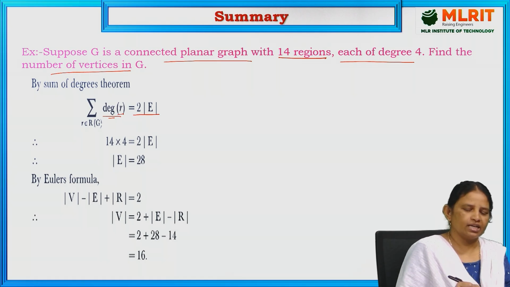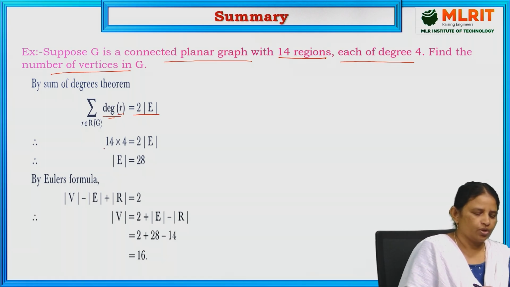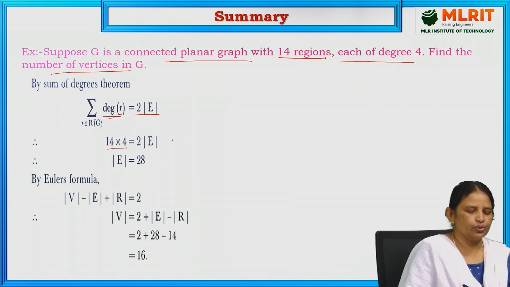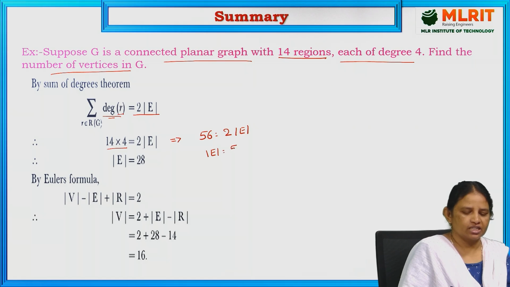What is the degree of each region? 4. So 14 into 4 equals 2|E|. What is |E|? It means the total number of edges. That is 56 equals 2|E|. Then |E| equals 56 by 2, that is equal to 28.